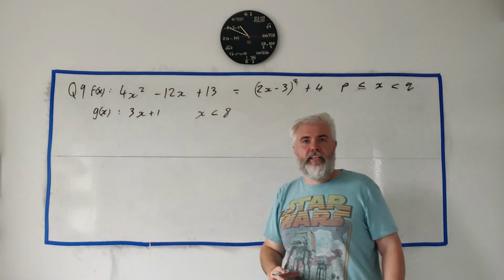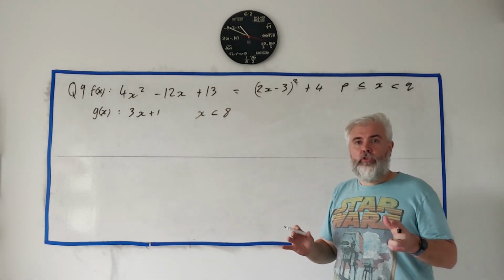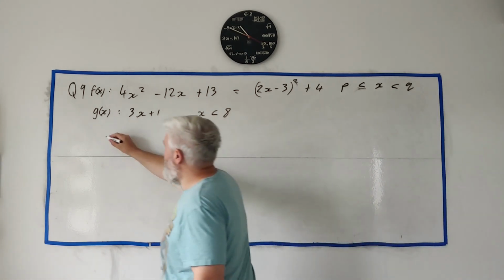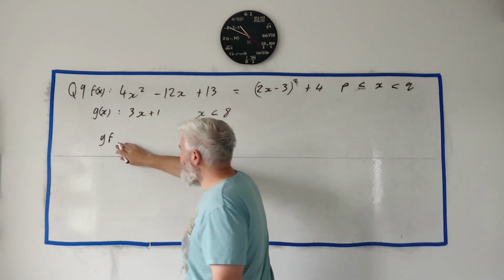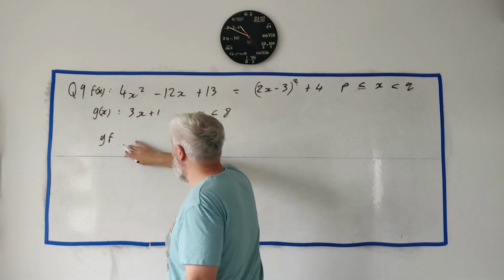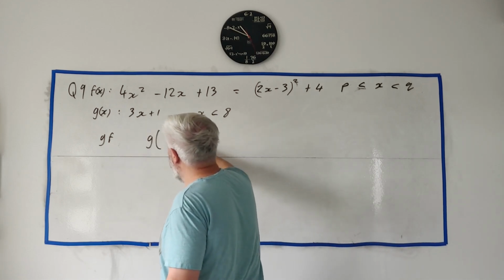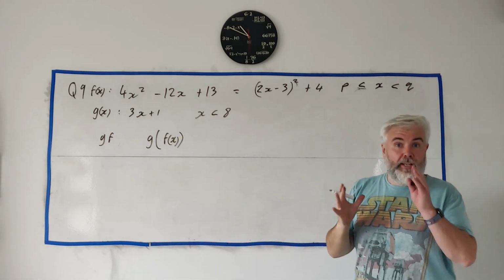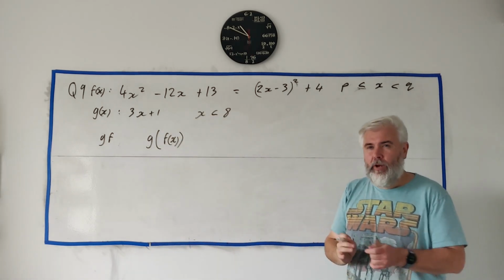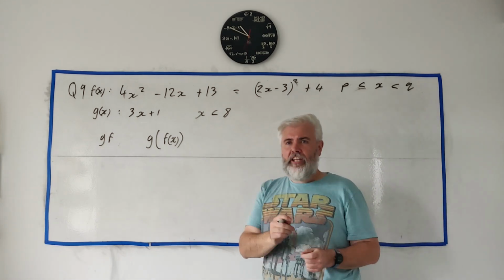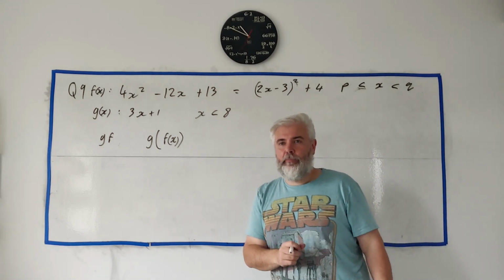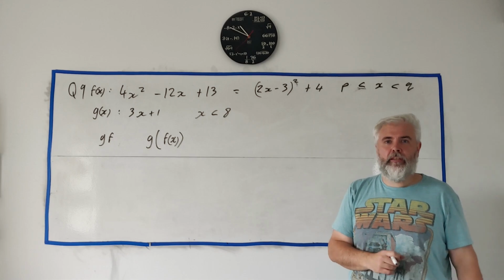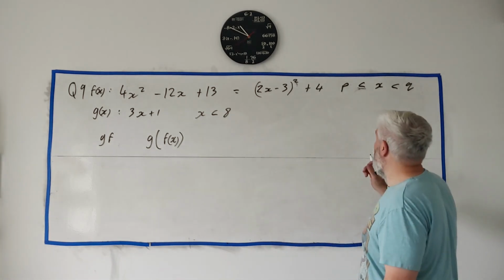And then one last thing, they tell us it is possible to form a composite function, gf. And remember what gf actually looks like. Another way to write gf is g with f(x) inside it. So there are all the clues we have here, and they want us to find the least value of p, the lowest possible value of p, and the greatest possible value of q.